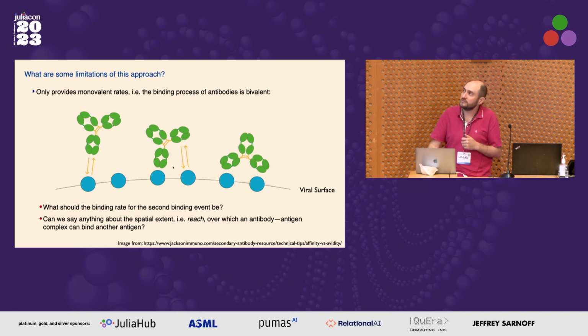And there's also no reason that once it's bound, this second binding step is really the exact same rate as the first. And this distance over which this can bind another antigen, for today's talk I'm going to call the reach, and it's going to be something that ends up being very important, and we try to estimate it in our models.